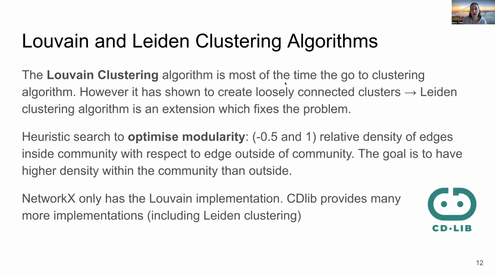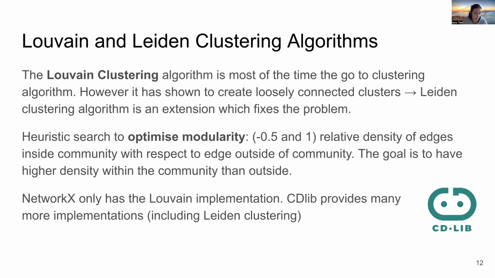In terms of clustering algorithms that we look at in this course, we mostly talk about the Louvain clustering algorithm. It's often a safe choice if you are trying to identify communities. Communities or clusters are the same thing in our setting. You can choose Louvain. It has been proven that sometimes it might be a bit biased, and it might create communities or clusters that are not strongly connected. One solution is to choose the Leiden clustering algorithm as an extension of Louvain.